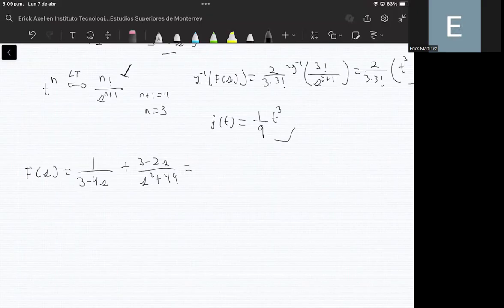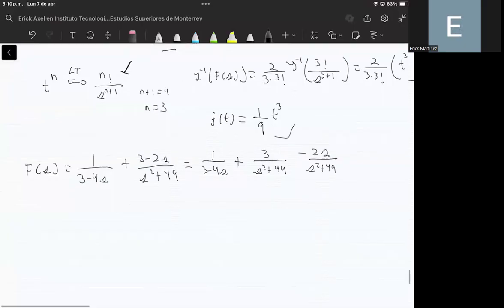First, what we can do, well, we can write the first term as it is. We have 3 minus 4 times s. Plus, but we can expand this as follows. This second term as 3 over s squared plus 49 minus 2 times s divided by s squared plus 49. Okay. And now with this information, what else we can do? Well, we need to apply the inverse Laplace transform to each term. So I will apply the inverse Laplace transform to this term first.